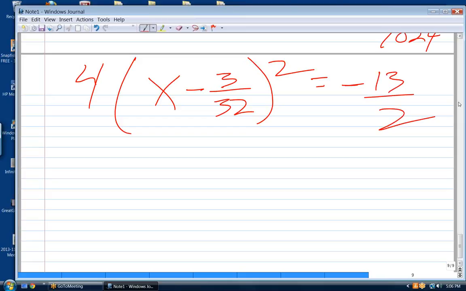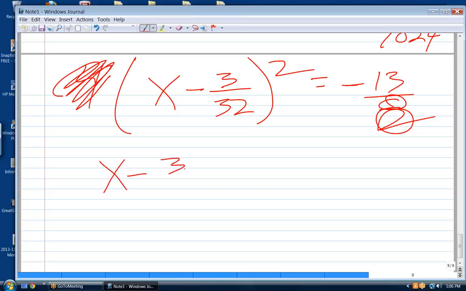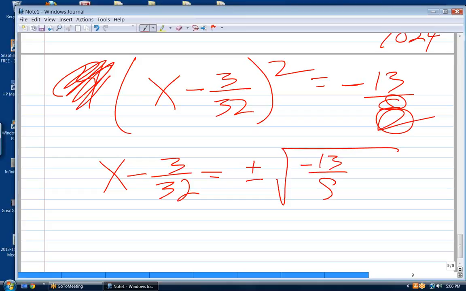Now what? Divide by 4? So I can get rid of that 4, and I make this an 8. Now what? Square root. So I got x minus 3/32 equals what? Square root of 8. Plus or minus. Don't forget that plus or minus, and it's minus 13/8. In other words, I'm taking the square root of both sides.